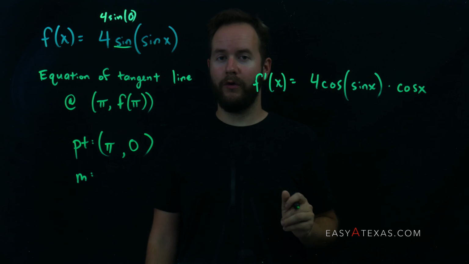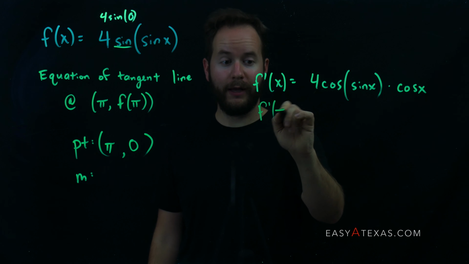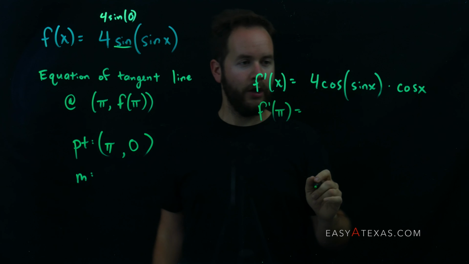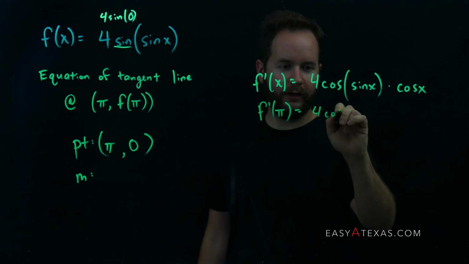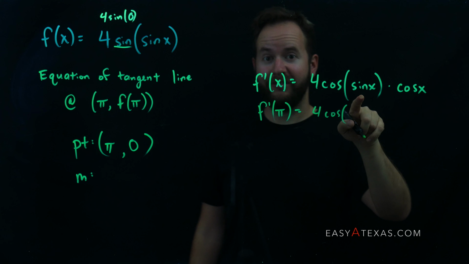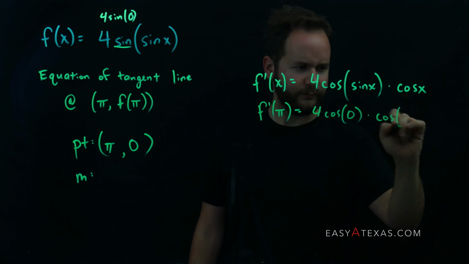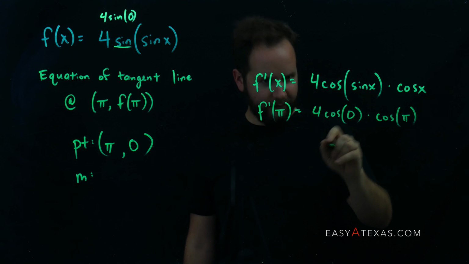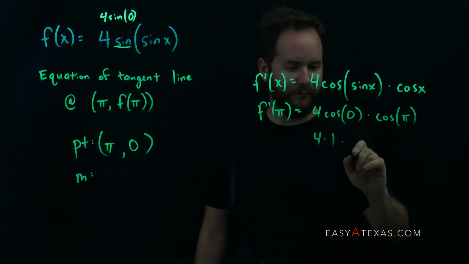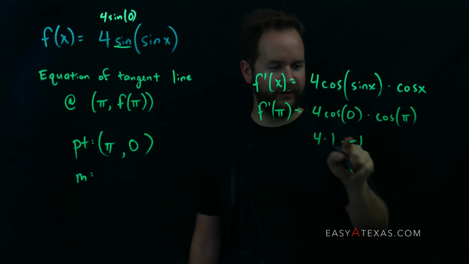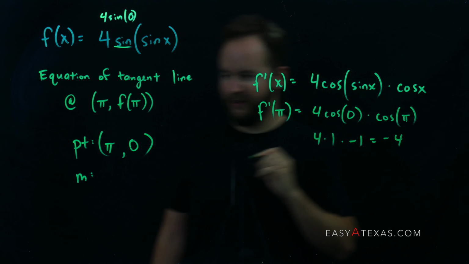Now that we have that, we can go ahead and plug in pi, because we want the slope at pi, not anywhere, but just at pi. When I plug in pi, I get 4 cosine of, as I said before, sine of pi is 0. So this is sine of 0 is 0, times cosine of pi. Cosine of 0 is 1. Cosine of pi is negative 1. So 4 times 1 times negative 1 is negative 4. That gives me my slope.